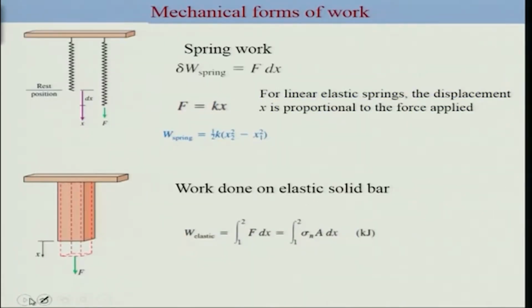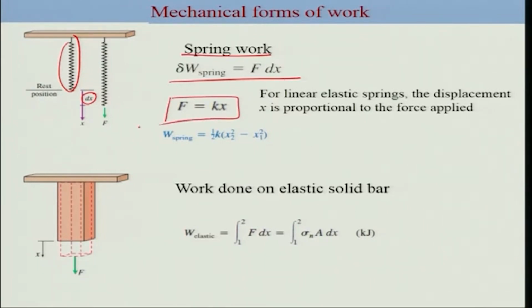There are other forms of mechanical work, such as spring. Here, for example, the spring is resting, and then when you apply a force, the displacement caused can be given as dx, then the work would be given in this form, where simply you multiply F and the displacement. Now this force, if it is a linear elastic spring, we know that this force is proportional to the displacement, and hence F equal to kx can be replaced here, and you can integrate it in order to get the work of spring for two positions x1 and x2.